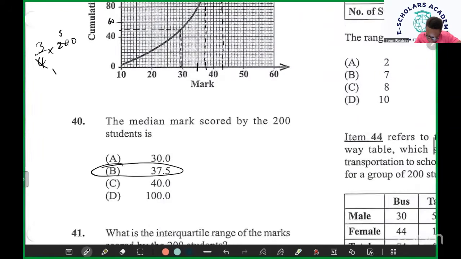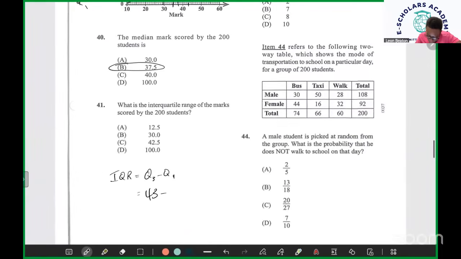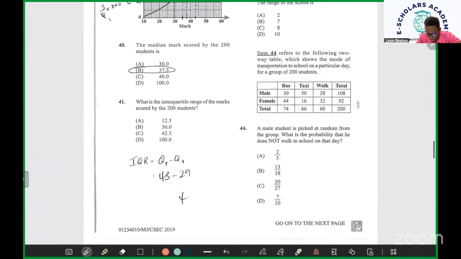Let's see which one will be close. The answers are far apart, so we should get a nice answer. For Q3 minus Q1, this would be out by 14. All right, so we can go with A.